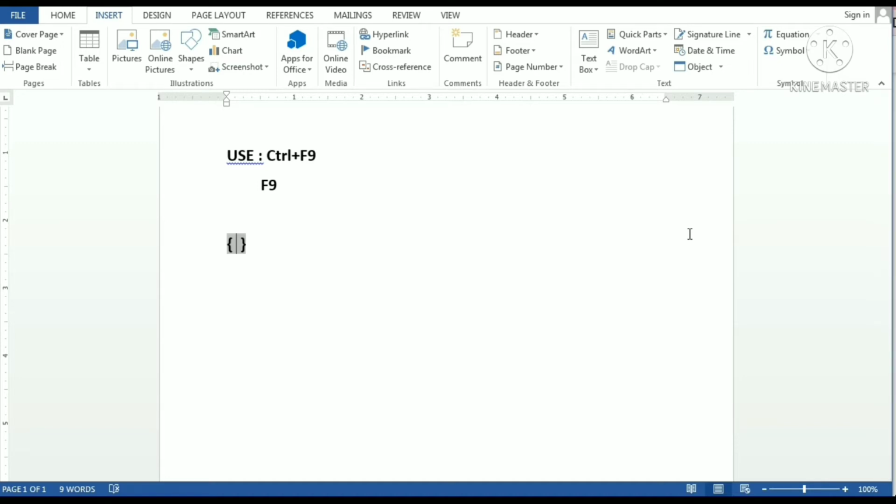I have given Control F9. This kind of the bracket will appear. Now we'll have to enter the numbers. Just like I have written equal to 100 plus 200. Now just press the F9, result 300 will appear.